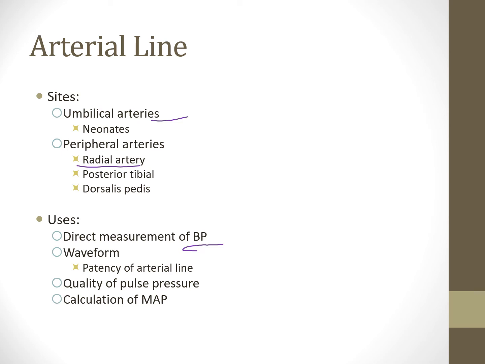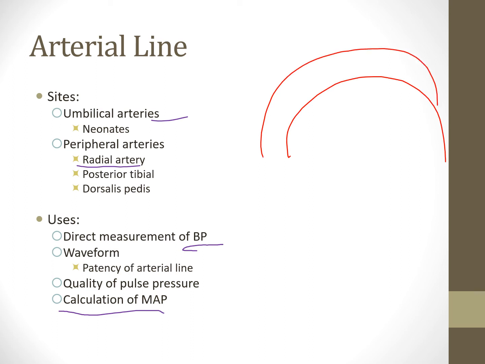The waveform is going to tell us about the patency of the line, the quality of the pulse pressure. Remember, the pulse pressure, I don't know if I've talked to you about this as well. The pulse pressure can actually tell us if a PDA is open or not, and it can give us a calculation of mean arterial pressure as well. So the pulse pressure, why does it widen with a PDA? Well, here's your aortic arch. And then we'll do pulmonary artery.